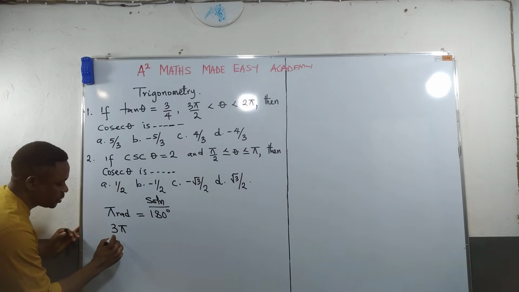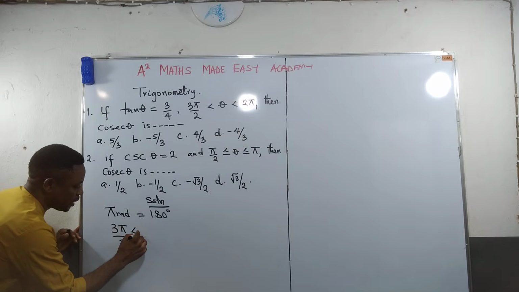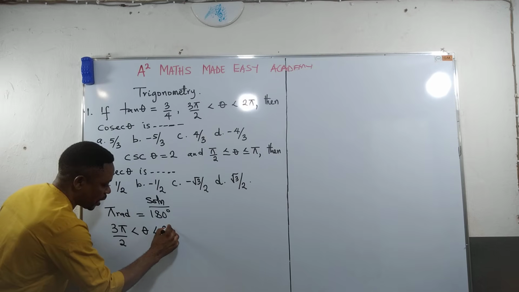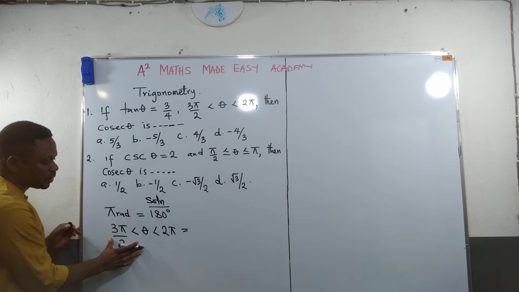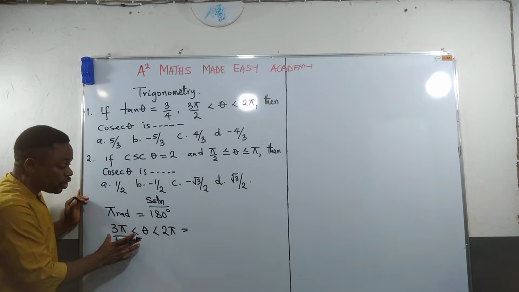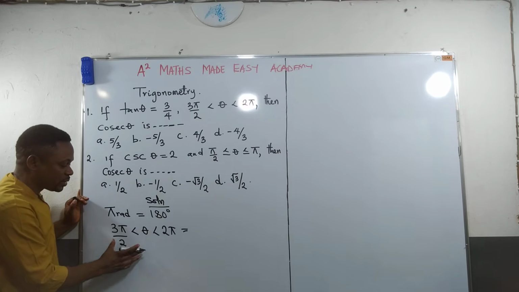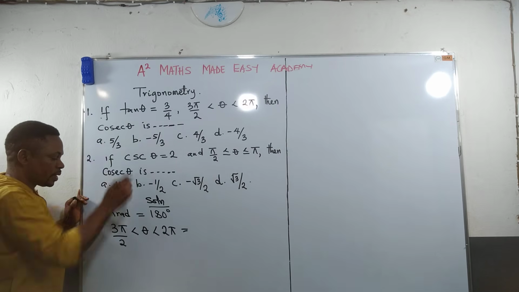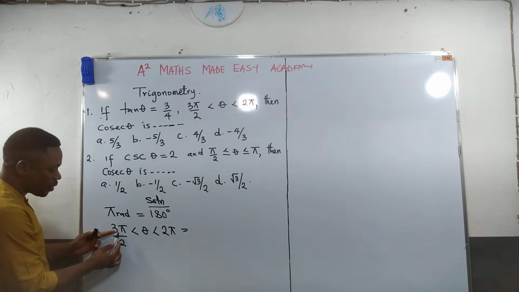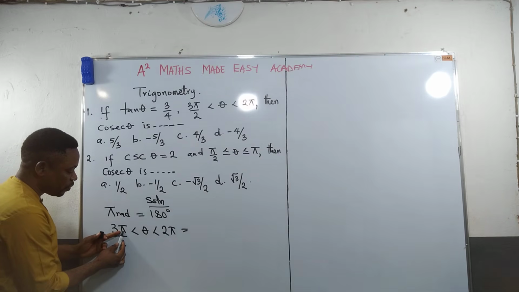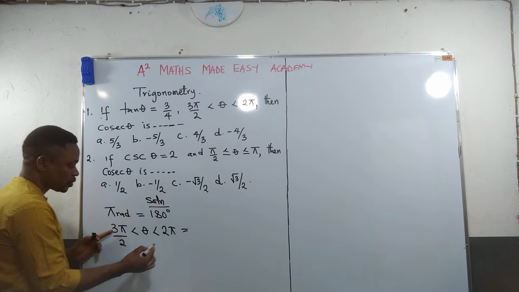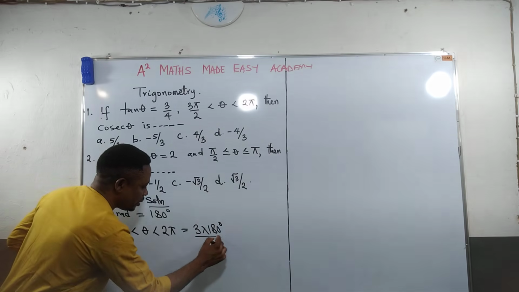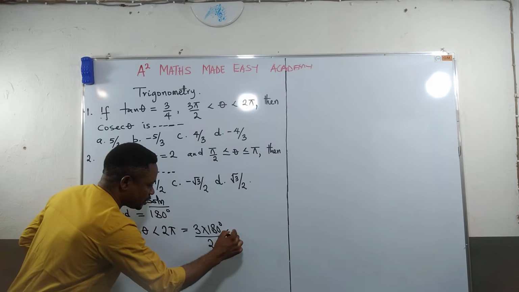We have 3 rad all over 2, less than theta, and less than 2 rad. I want to convert this to degrees. The essence of converting it to degrees is for me to know the exact quadrant that this particular question, which is number 1, is given in. So anywhere I come across pi, I'll remove it and introduce 180, so that we have 3 times 180 degrees divided by 2 is less than theta.